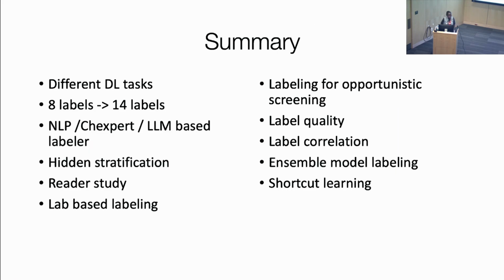So in summary, I explained why the 14 labels and how to think about it. Most of the time, you will probably pick the top 5 labels. I went through the NLP rule-based system, CheXpert, to now the LLM labeler. We have this concept of hidden stratification, which is a big challenge and needs to be solved. We have how to conduct a reader study. There's lab-based labeling and labeling for opportunistic screening, thinking about label quality and label correlation, how to use models for ensemble labeling, and this concept of shortcut learning that can encode things that you don't explicitly provide to your model.